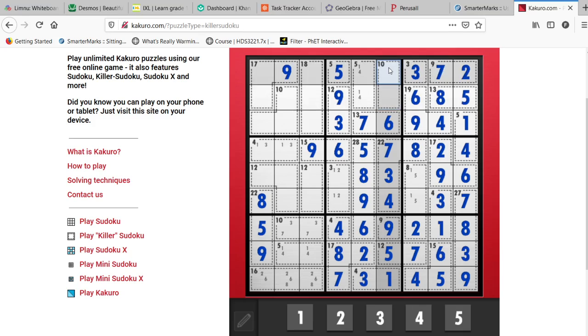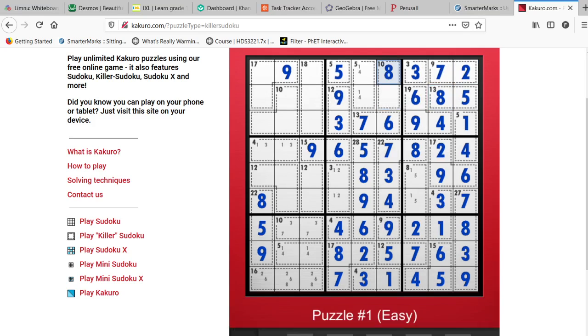So the only numbers left in this cell are 2 and 8. Well, we have a 2 and we have an 8 in our next section to block those off. So we have a 2 and an 8 here. So we have largely solved the two sections on the right. Let's take a look at what we have left.